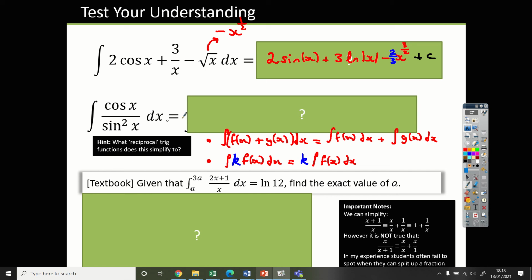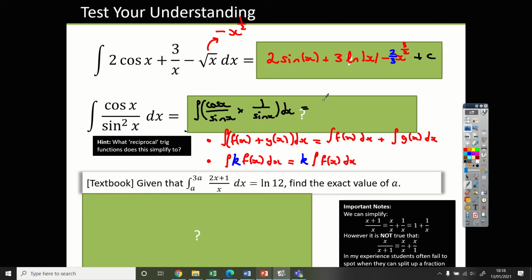So cos x over sine squared x, I can write that as cos x over sine x, which gives me a certain trig function. And then that's times by, we need to get another sine x, so it's 1 over sine x on the bottom as well, dx. So that's split up into two separate bits.